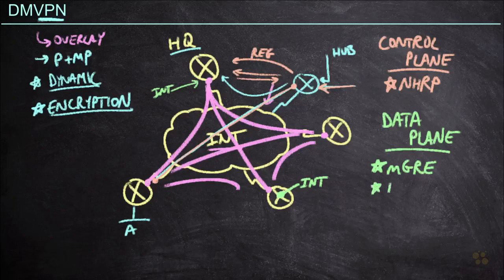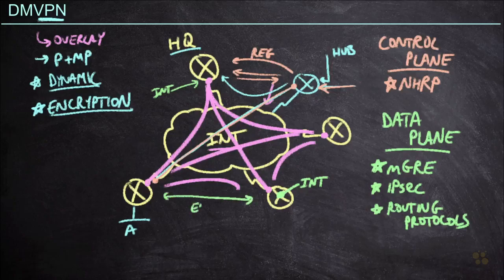Furthermore, we are going to leverage IPsec for encryption. And lastly, because we're leveraging GRE, we are able to carry routing protocol information across the data plane. Not all VPNs allow for this, so the fact that we can form an EIGRP relationship, let's say, between these two routers, that's a big deal because now we can completely control the routing relationships in our environment.